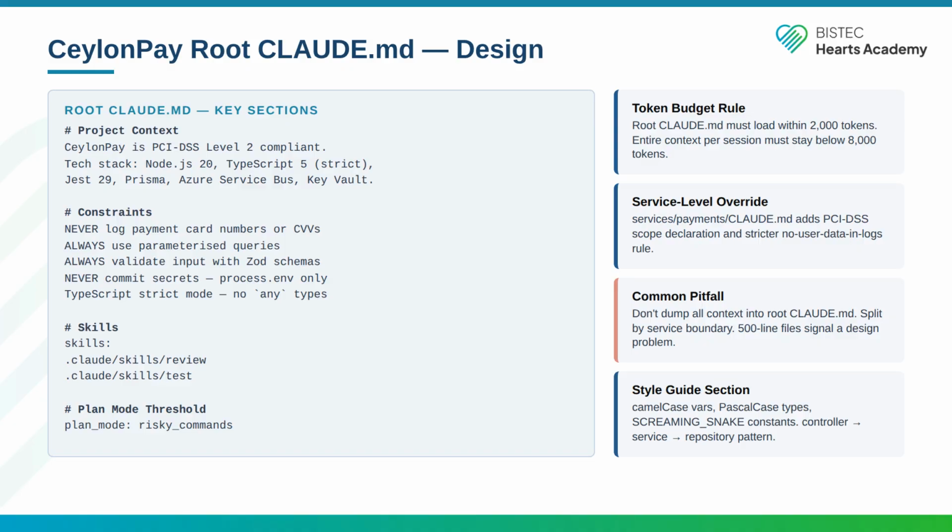The skills section registers your custom slash commands by pointing to their directory paths. These paths are relative to the CLAUDE.md file. Registration here makes the commands available in every Claude Code session for this project. The token budget rule is non-negotiable. The root CLAUDE.md should load within 2000 tokens, and the total context per session, including all directory level files, should stay below 8000 tokens. If you're exceeding these limits, the mitigation is to split by service boundary and compress verbose constraints into precise single-line rules.